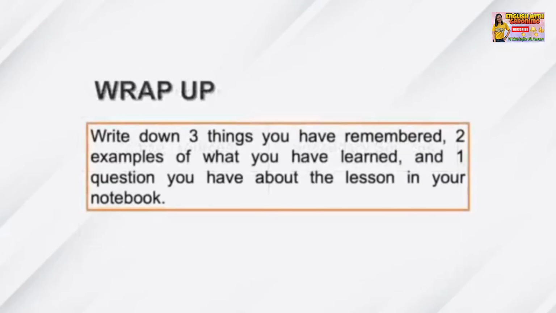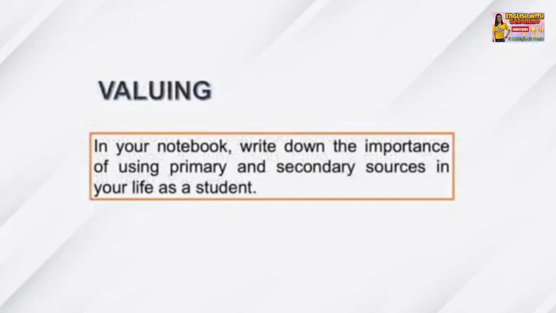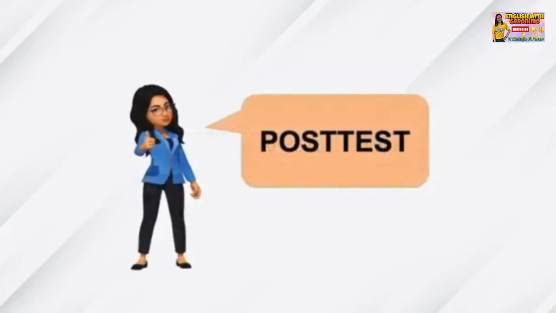To wrap up what we have discussed today, write down 3 things you have remembered, 2 examples of what you have learned, and 1 question you have about the lesson in your notebook. For the valuing, in your notebook, write down the importance of using primary and secondary sources in your life as a student. Time to check what you have learned.